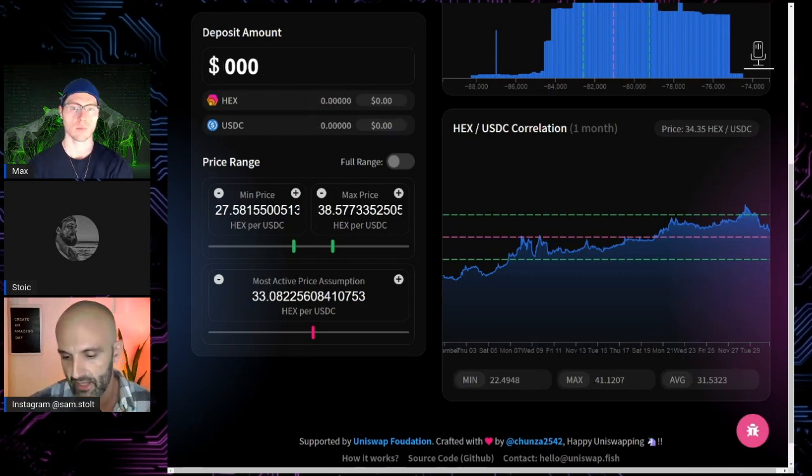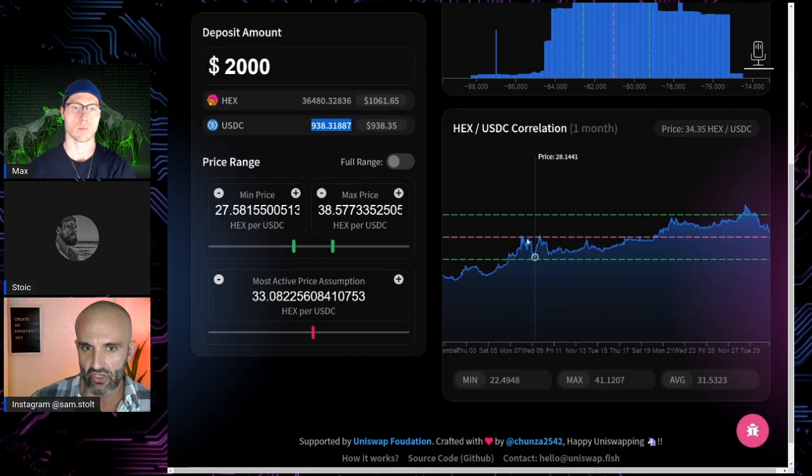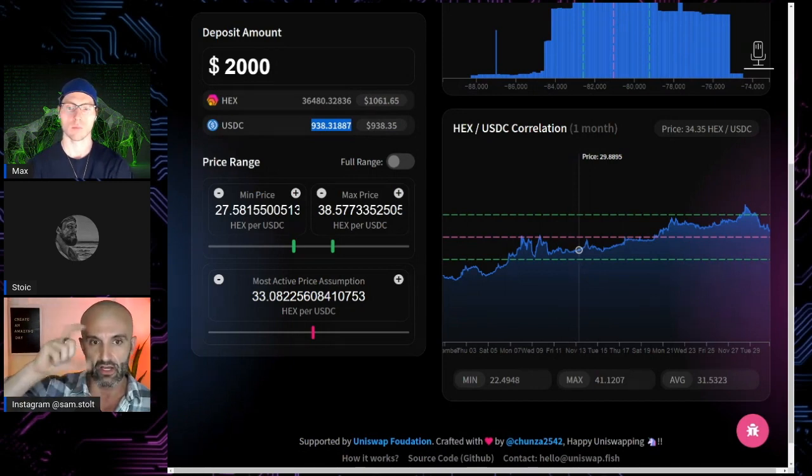I personally like a minimum of around $2,000 if somebody's doing it, depending on what the fees are. But check, if you guys can, it's probably hard to see if you're watching on your phone, but they're split between HEX and USDC, right? So if you look at the chart on the right, the green line at the top is the range in which you're selling in, and the green line at the bottom is the range you're selling in. That's where you choose to buy and sell your USDC for HEX, back and forth.